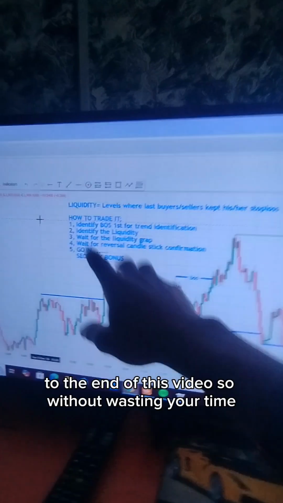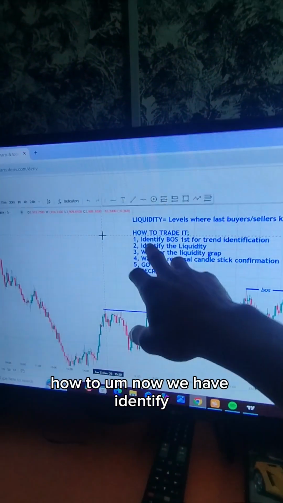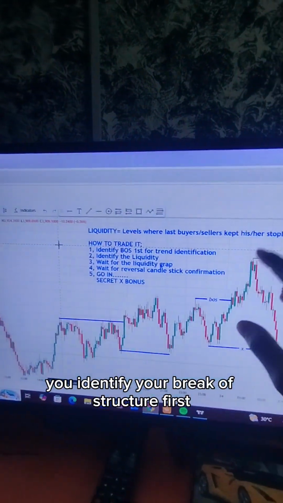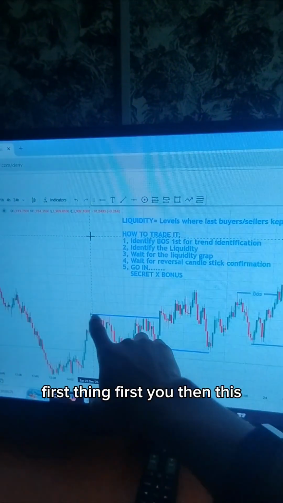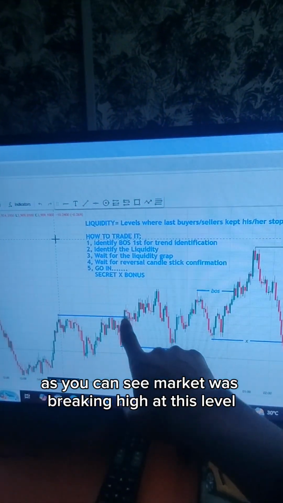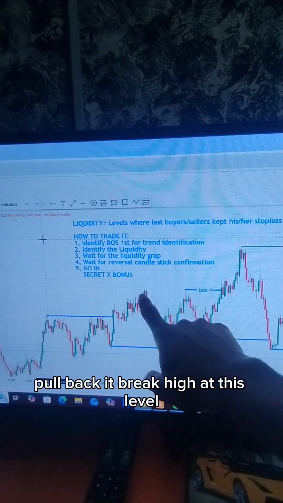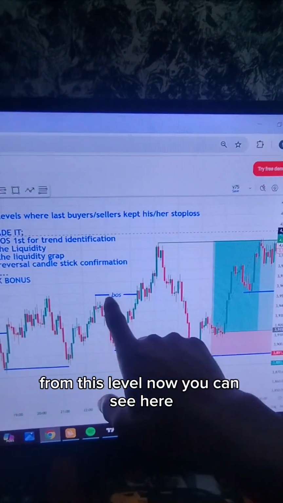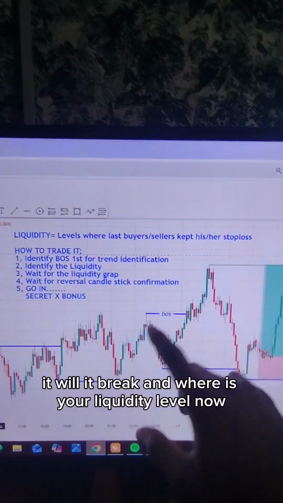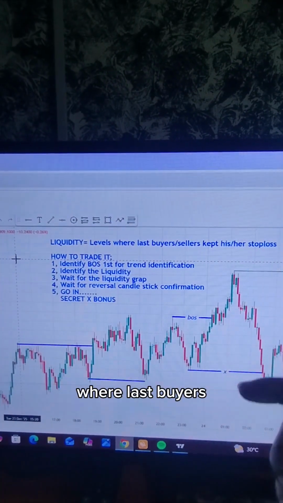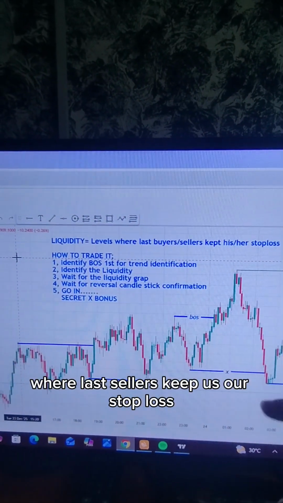So without wasting your time, we have to identify your break of structure first. That is the first thing you should do. As you can see, the market was breaking high at this level. Pull back, then break high at this level. This was the last high it broke. And where is your liquidity level now? Where last buyers and last sellers kept their stop loss.